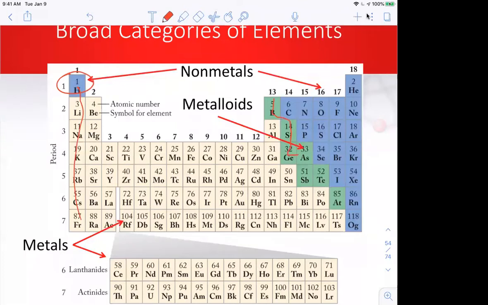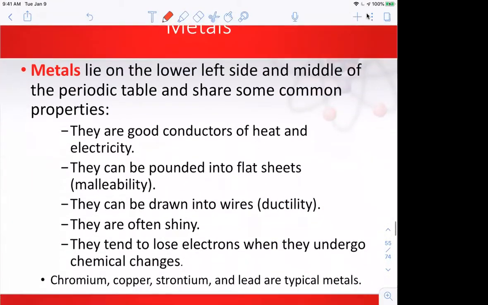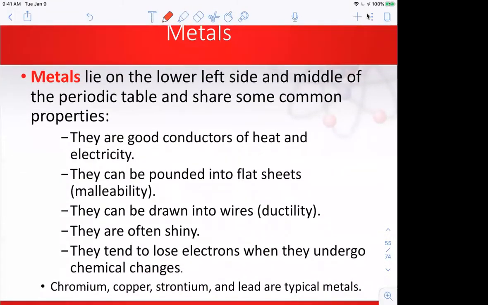This stair step here is the band of metalloids. So boron, silicon, germanium, arsenic, Sb, antimony, tellurium, those are all considered to be metalloids. And then in the blue, we have our nonmetals. You can tell that by far the most common type of element falls into the metal category. So metals lie on the lower left and the middle of the periodic table.